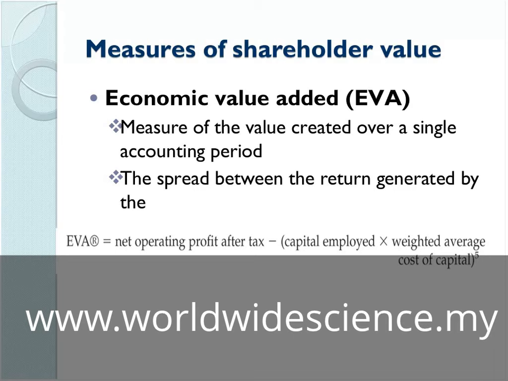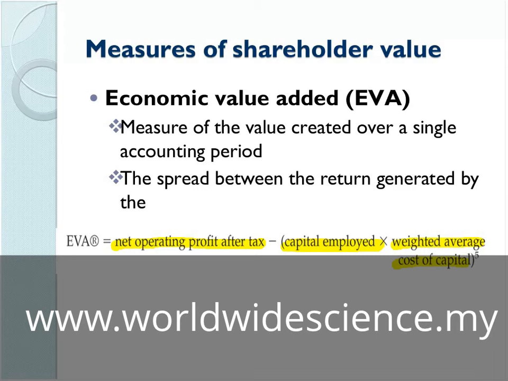We should take our net operating profit after tax, which is the net itself, and minus the capital employed, which means the capital investing capital, and multiply on the weighted average cost of capital. Weighted average cost of capital, this is same as the rate of return. You remember? We talk about that.